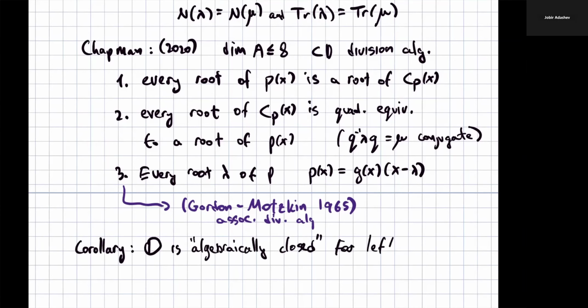For left polynomials, what I mean by that is that each left polynomial will have some root. This is because we can take our companion polynomial, which is defined over the reals in this case, and it has some root, and by the second part, it has to be conjugate to some root of Px, and then it means that there exists some root of Px. Okay.